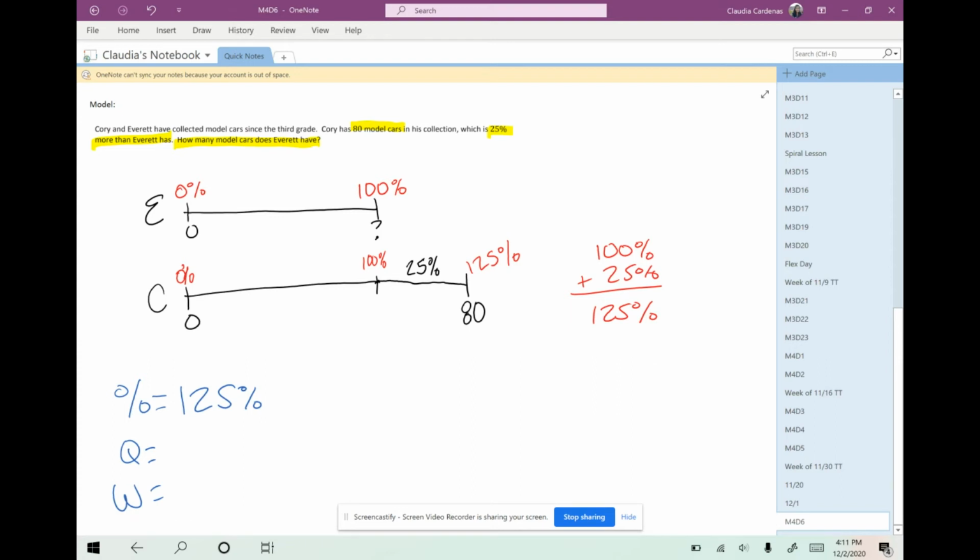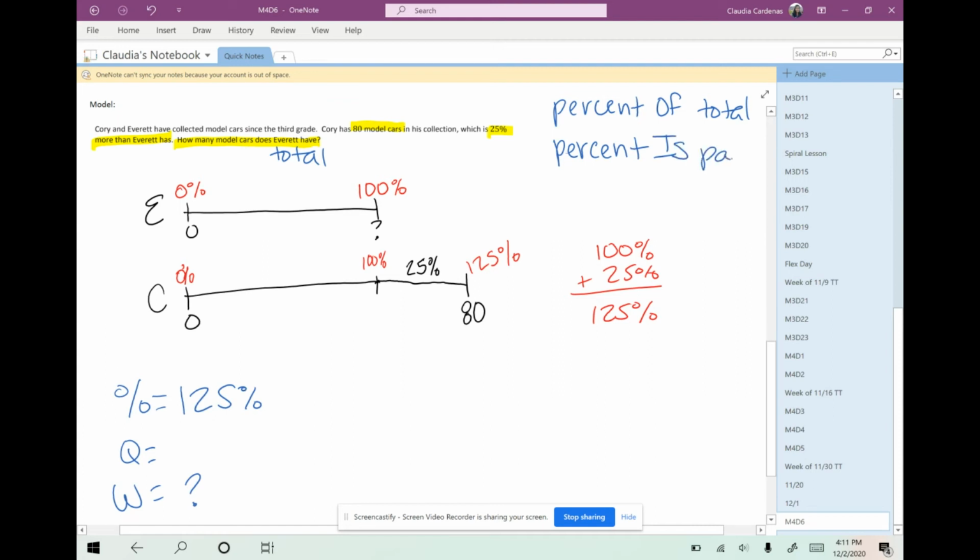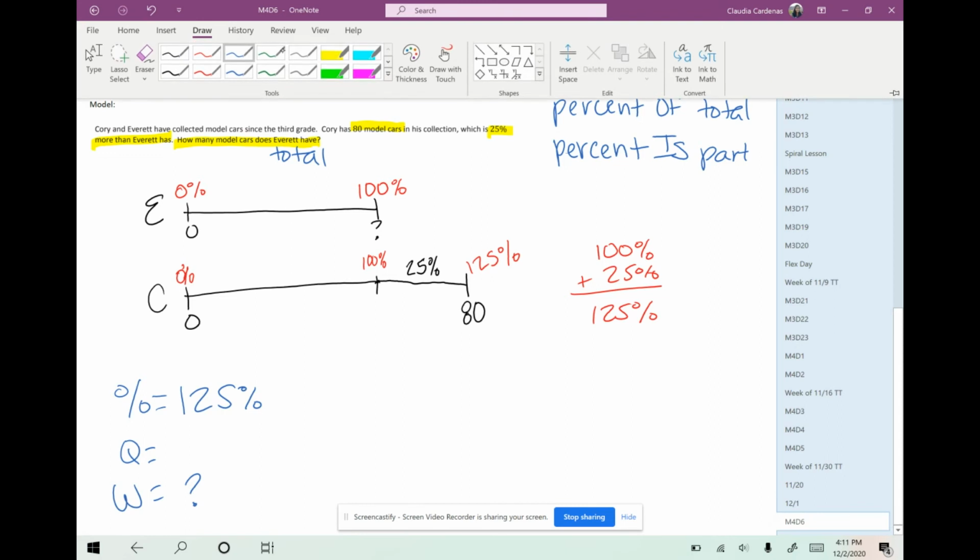Well, if Corey's amount of cars is 125% of what Everett has, I remember that when we say percent of, that is giving me the total. So the percent of Everett's number of cars is actually the total we are looking to find. So that is our question mark, the whole amount. Then 125% of Everett's cars is 80 cars, so percent is, I remember that that tells us what the part is. So let's write that down in our notes.